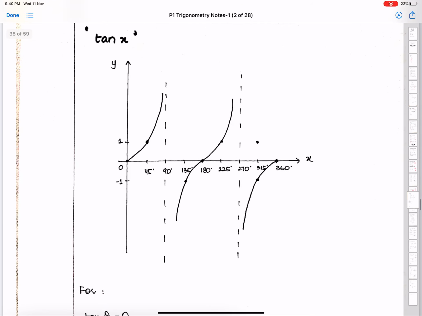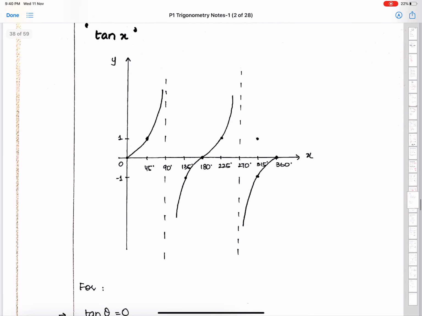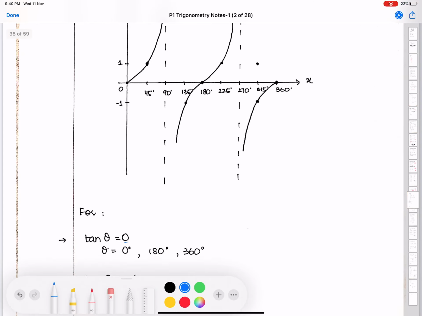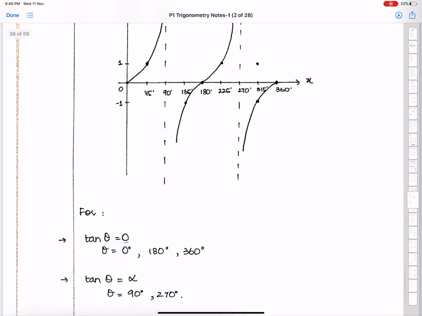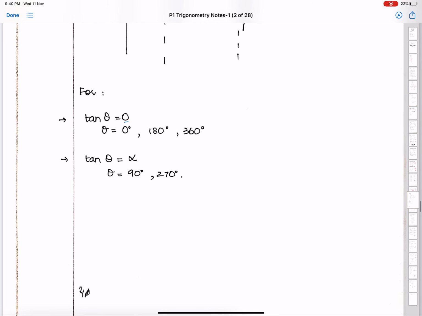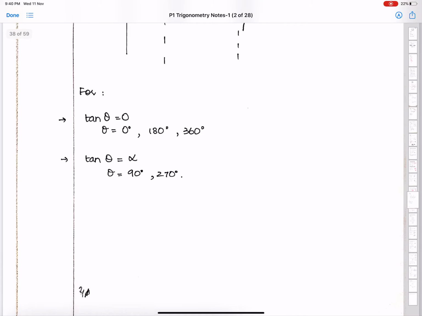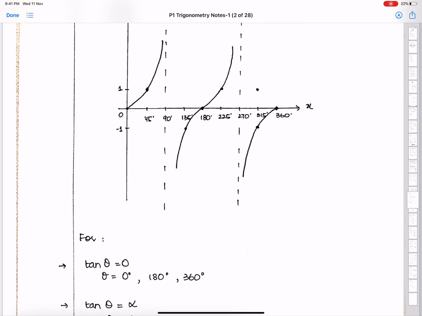For tan, we have to find two values of tan: tan 0 and tan infinite. Tan 0 is at 0, 180 and 360. Tan infinite is at 90 and 270. See here, tan theta is 0 here, here and here, and tan infinite is at 90 and at 270.